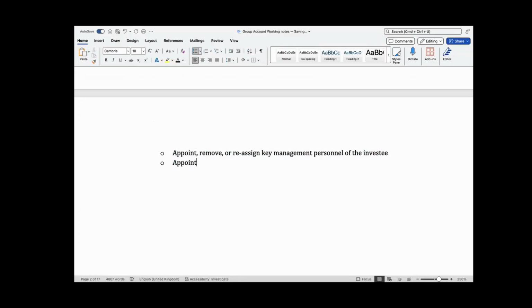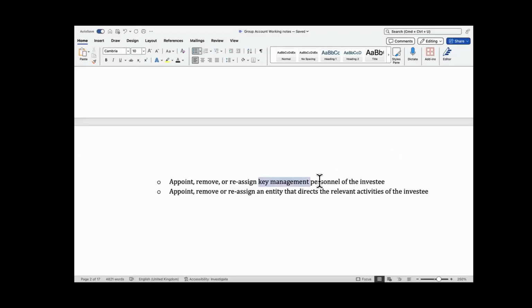Or when you can appoint, remove, or reassign an entity that directs the relevant activities of the investee. So either you can appoint key management personnel, or there is an entity, maybe a company, that directs their relevant activity. You can appoint them, remove them, and have power over that investee.